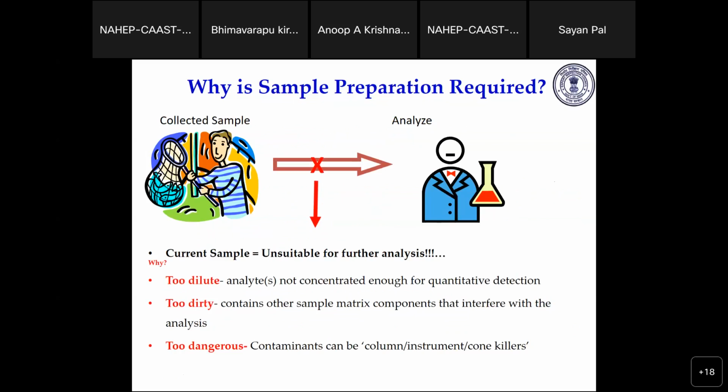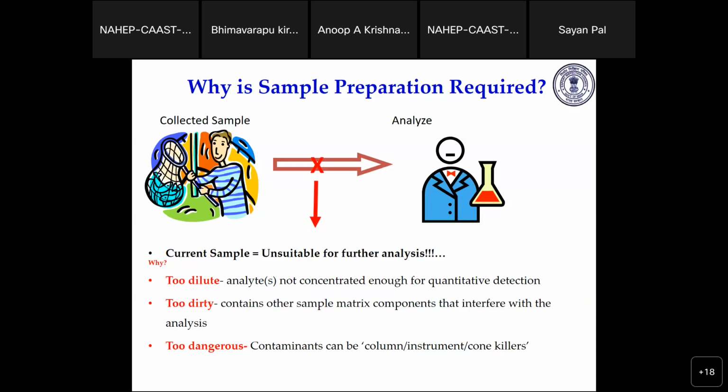So always a thought process comes with many people: why is sample preparation required? Ideally, why is it required? See, the problem is any sample by that matter is organic in nature, and it cannot be directly analyzed in a liquid chromatography LC-MS or mass spectrometry along with tandem mass spectrometry. So there are 3 scenarios which can be there.